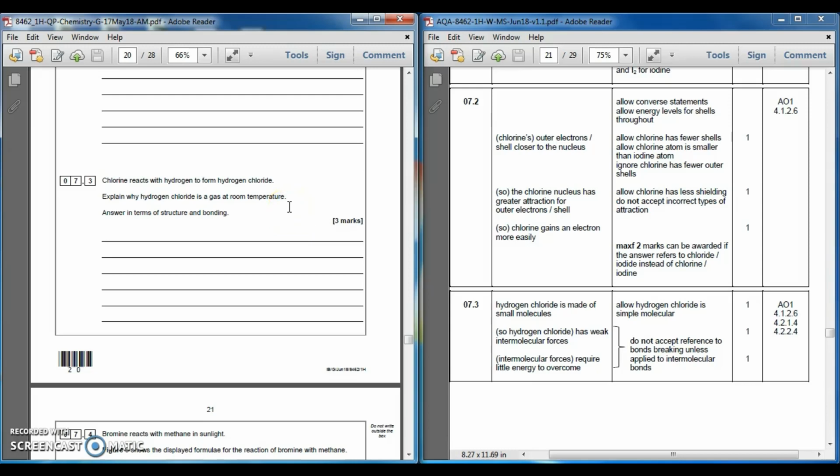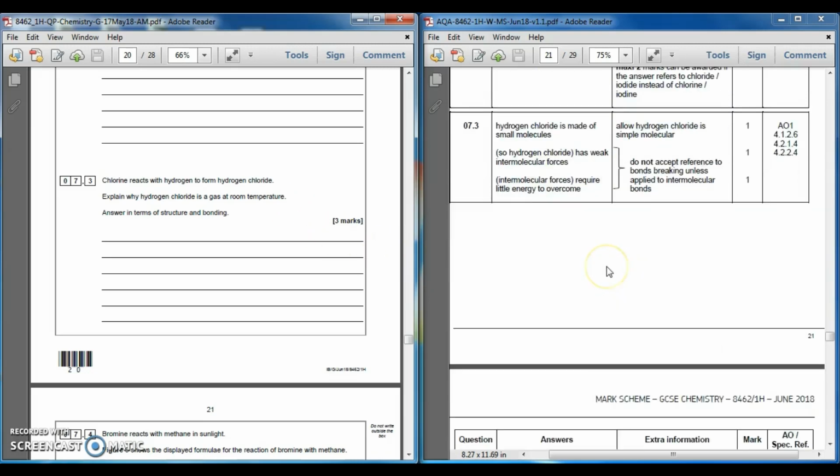7.3. Chlorine reacts with hydrogen to form hydrogen chloride. Why is hydrogen chloride a gas at room temperature? Answer in terms of structure and bonding. So it's going to be a question you hate straight away because you didn't like structure and bonding. So, first thing is hydrogen and chlorine is going to be HCl. We've seen that before. That's what hydrochloric acid is, isn't it?